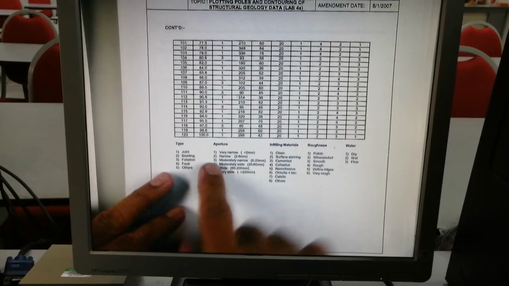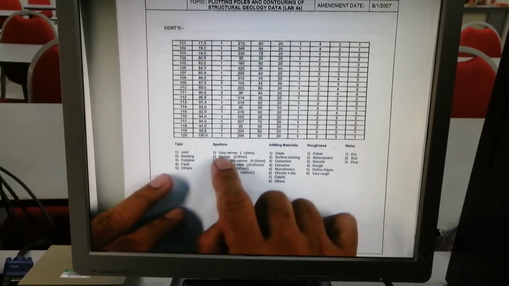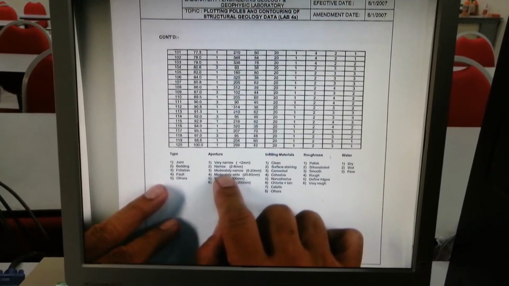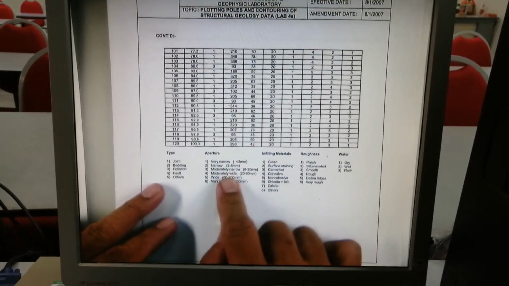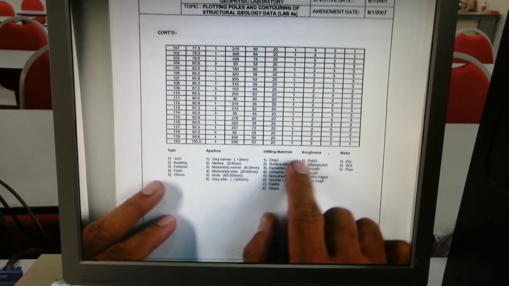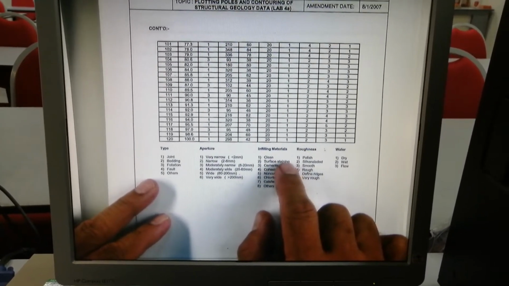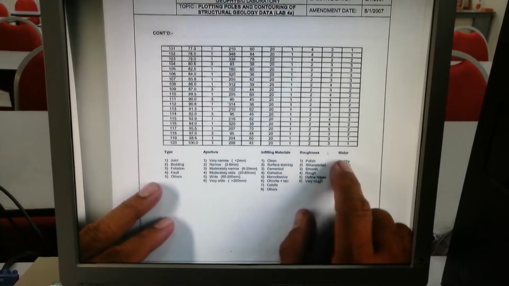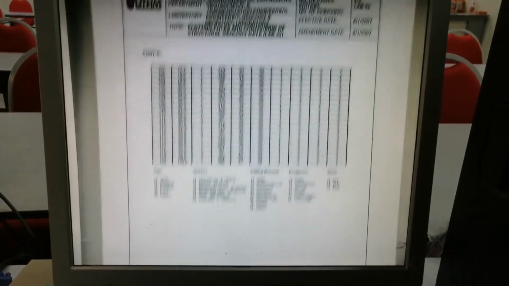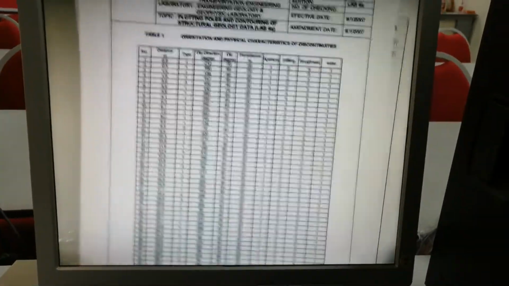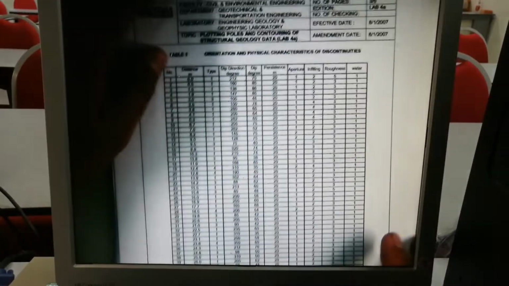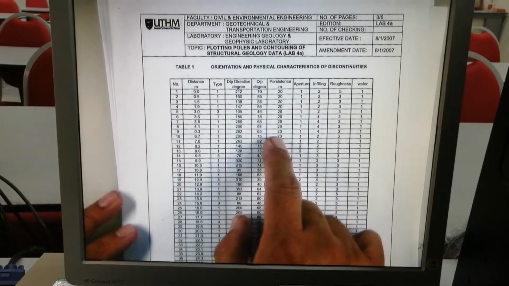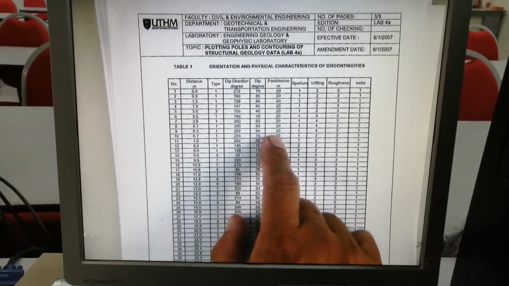For aperture, very narrow is 1, 2 is narrow, 3 is moderate, and so on. For infilling material, it may be clean, surface staining, and so on. Roughness is polished, slickensided, and so on. And water, whether dry, wet, or flow. To plot the pole, you have to focus on dip direction and dip angle only.